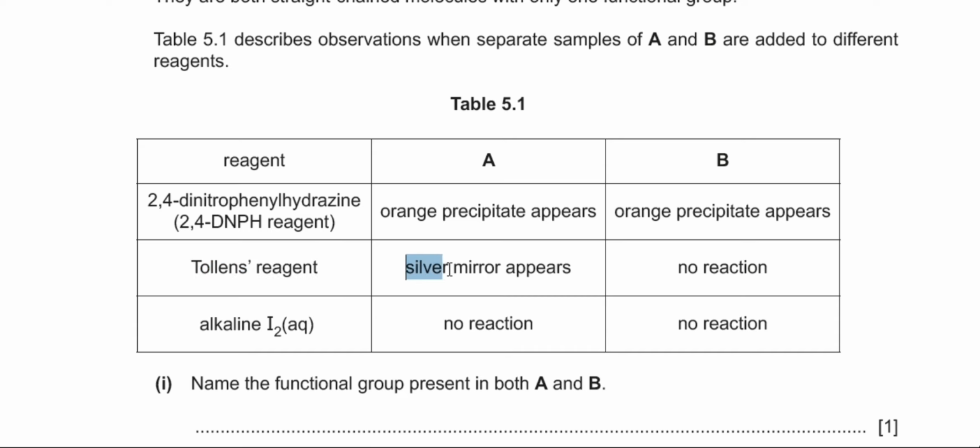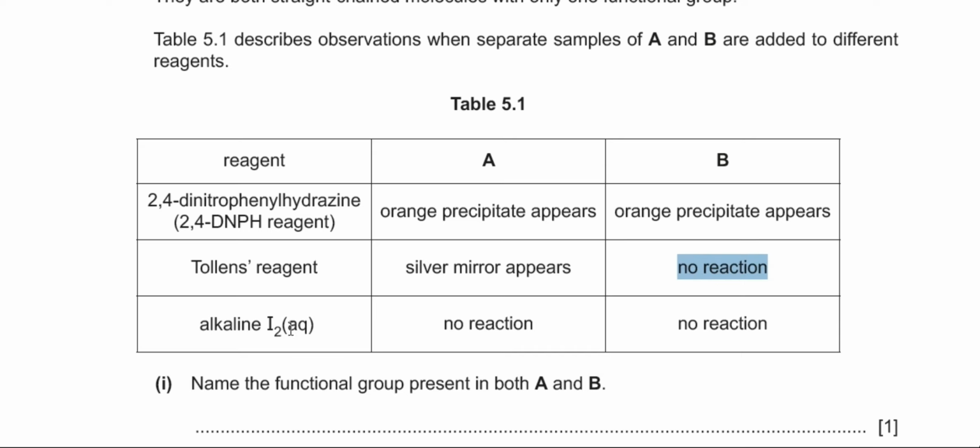If it forms a silver mirror, this is a positive test identifying that A is what? A is an aldehyde. But for B, there is no reaction, it means B is not an aldehyde. When there is a carbonyl group but it is not an aldehyde, then we can say it is a ketone.